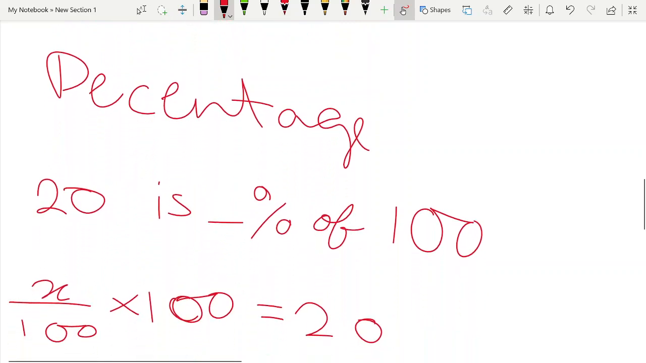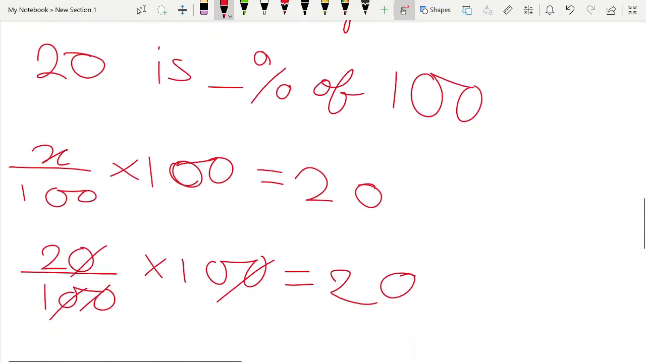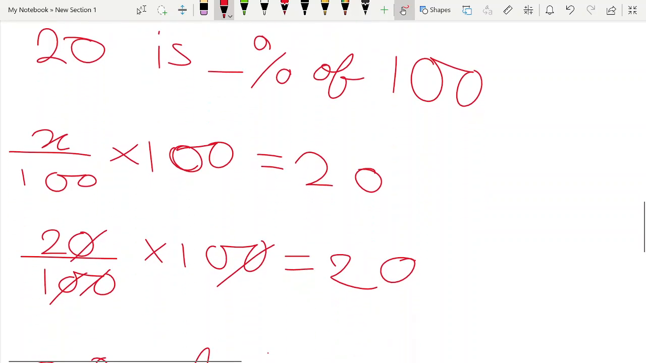Now, percentage. They ask a lot of questions in percentage, like what is 20% of 100? But sometimes they ask twisted questions, like 20 is what percent of 100? So that can be written like X, our percent, by 100 times 100 is equal to 20. Okay, that's how you write percentage.